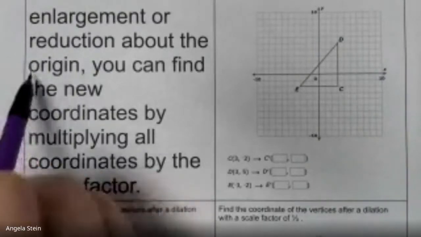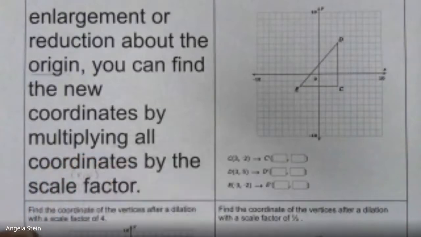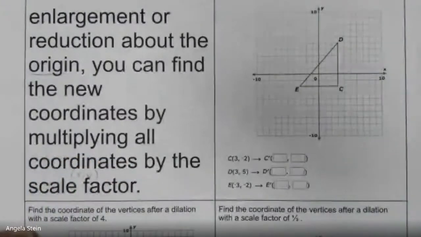Okay, so here in this video, we're going to take a look at dilations. We know the existing coordinates and we want to find the new coordinates. So when there's an enlargement or a reduction about the origin, this is the key word, it has to be about the origin, you can find the new coordinates by multiplying all coordinates. Now when I say all coordinates, I mean x and y by the scale factor.